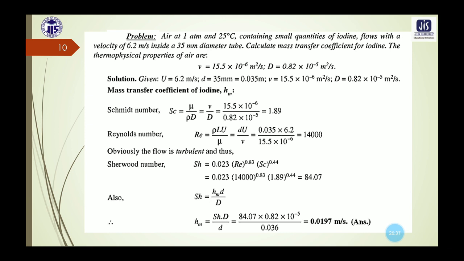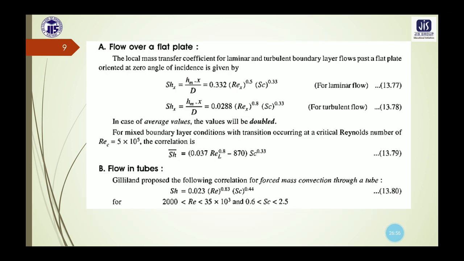From this value of Reynolds number and Schmidt number, we can say that the flow is turbulent, and that's why the mathematical representation of the Sherwood number that we will use here is Sherwood number equals 0.023 into Reynolds number to the power 0.83 into Schmidt number to the power 0.44. This is the relation that we discussed in the earlier slide. The Reynolds number we are getting here, 14,000, is in between the given range, and the Schmidt number range is also matching, it is 1.89.